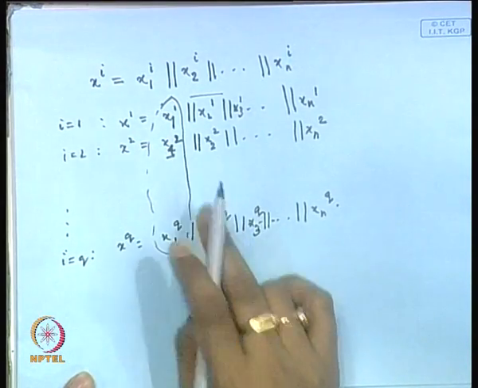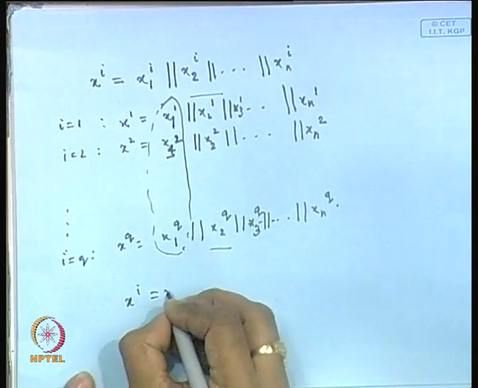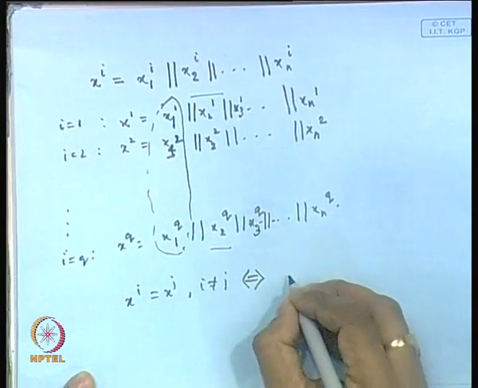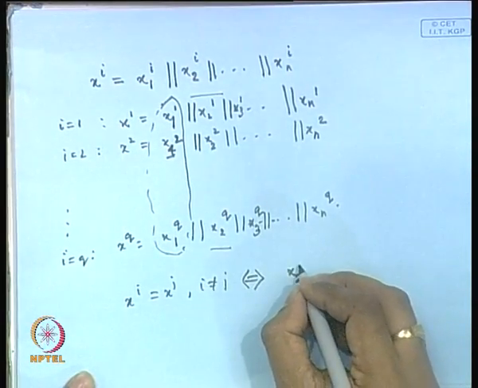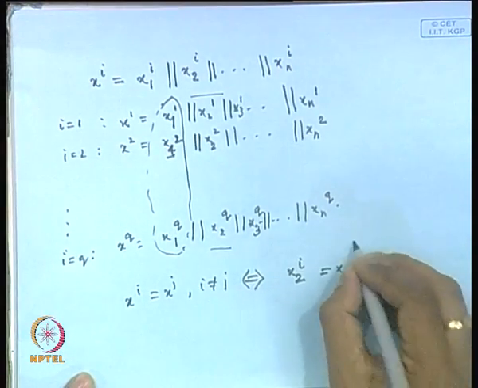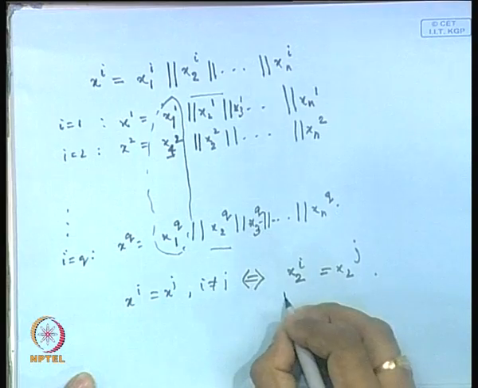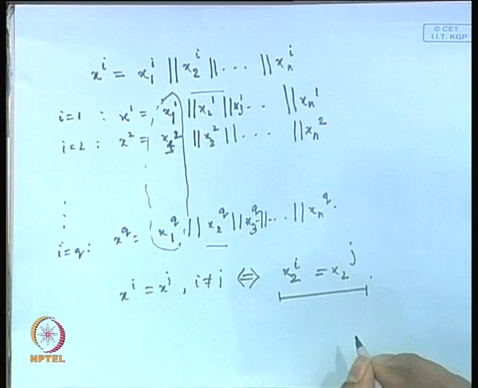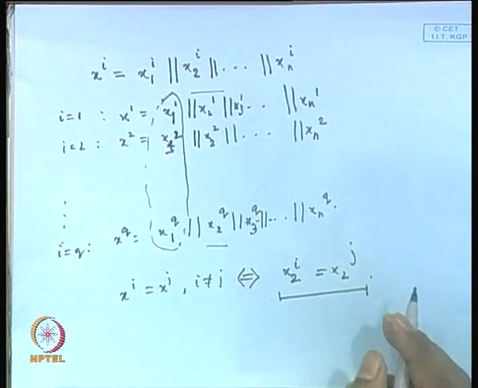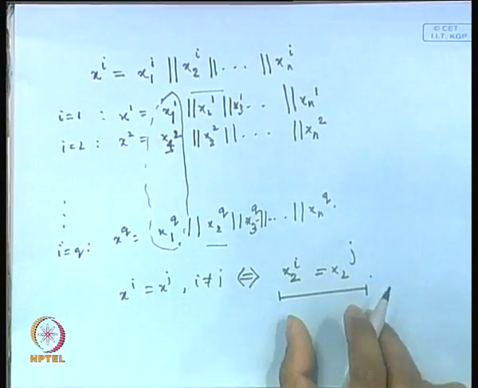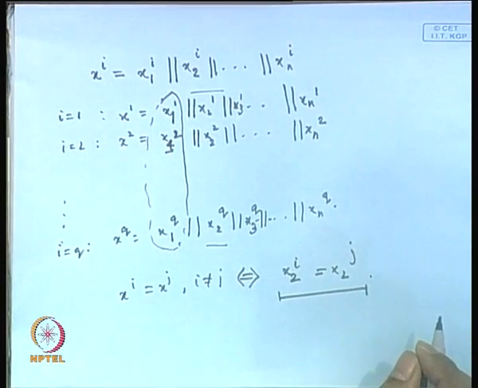If you find that x_i is equal to x_j where i is not equal to j, this is equivalent to saying that the x_2s are equal, that is, x_2^i is equal to x_2^j. And since q is of the order of 2 to the power of t by 2, we should find one such pair with quite a large probability, approximately half, or more than half.